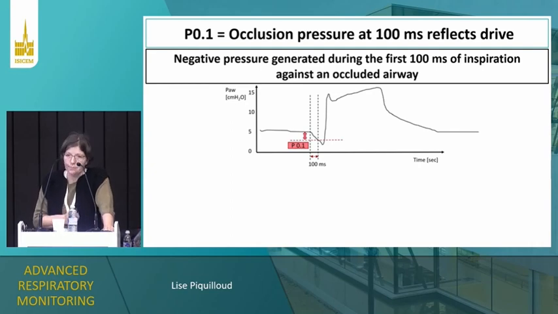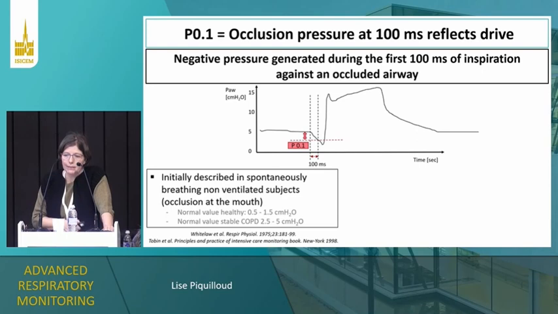But first, it's important to understand that P0.1 has been described in physiology initially, in normal subjects who were not ventilated, and practically occlusion was done at the mouth without leaks, and the depression was measured with a pressure transducer. And for those subjects, we know what the normal value is. It's between 0.5 and 1.5.